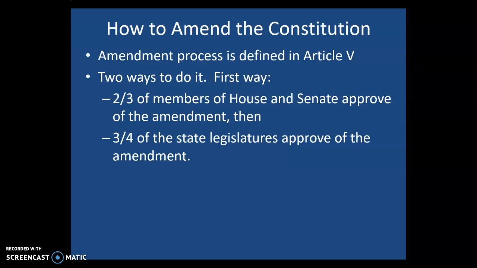So to get the process started, it takes 2/3 of the national government, the Congress, and it is 2/3 of the House and 2/3 of the Senate. And once it gets past that very, very high threshold, then it's an even higher threshold to get 3/4 of the state legislatures to approve it. So that's the first way.